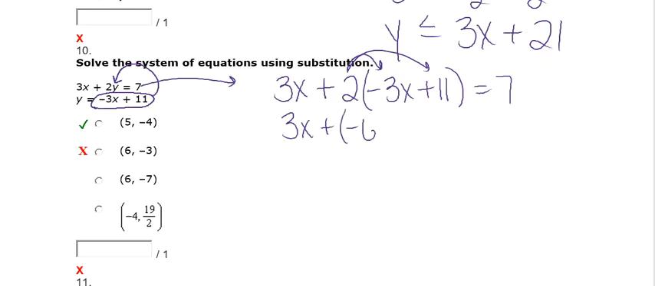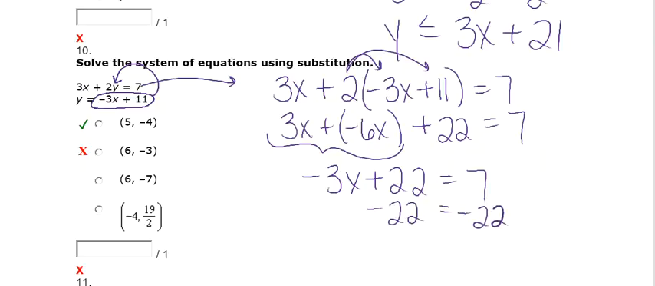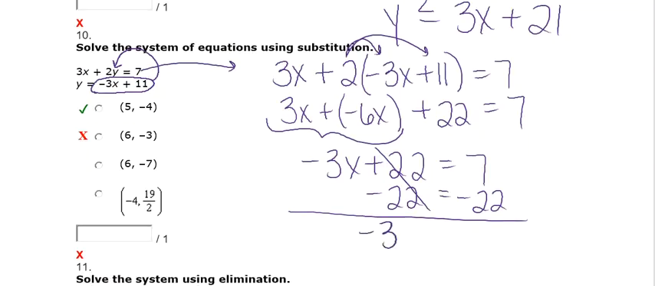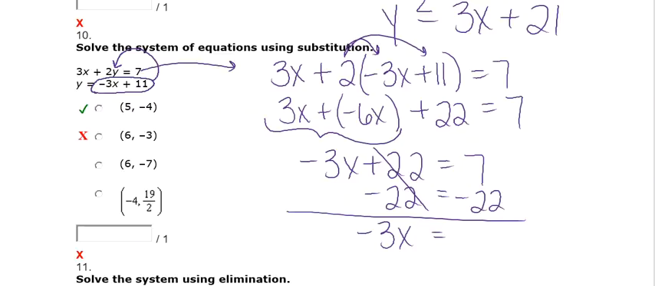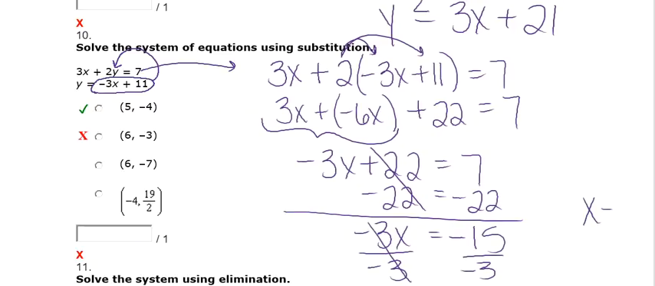This gives me a negative 6x plus 22. When I combine like terms, 3x plus negative 6x is negative 3x plus 22 equals 7. I'm going to subtract 22 from both sides. This gives me negative 3x equals 22 minus 7 is 15, so negative 15. Divide both sides by negative 3, and I get x equals 5.